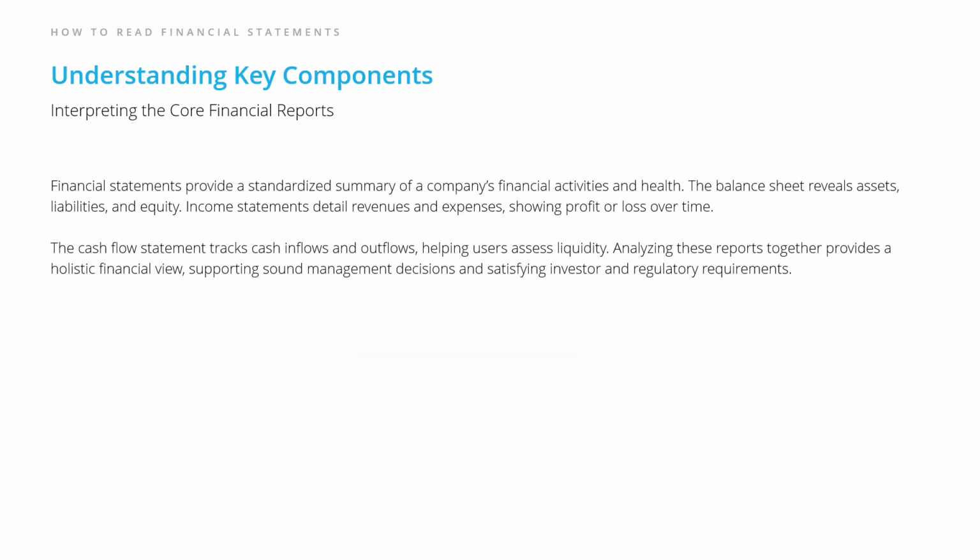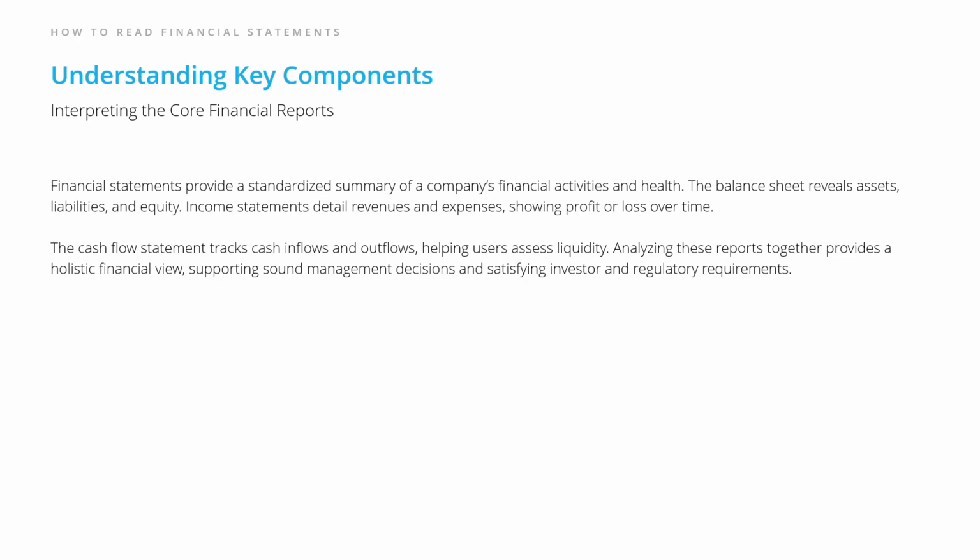At the heart of financial analysis are three key financial statements: the balance sheet, income statement, and cash flow statement. The balance sheet is like a snapshot, revealing what a company owns and owes at a specific point in time: assets, liabilities, and equity. The income statement, in contrast, tells the story of profitability by tracking revenues and expenses over a period. And importantly, the cash flow statement monitors the movement of money through the business, showing where cash comes from and where it goes.